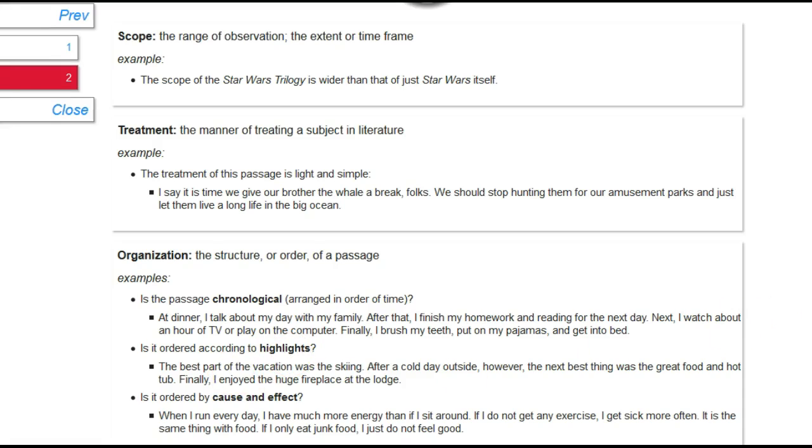The best part of vacation was the skiing. After a cold day outside, however, the next best thing was the great food and hot tub. Finally, I enjoyed the huge fireplace at the lodge.